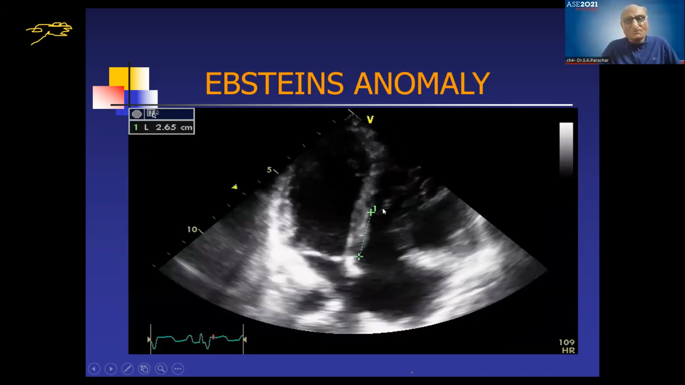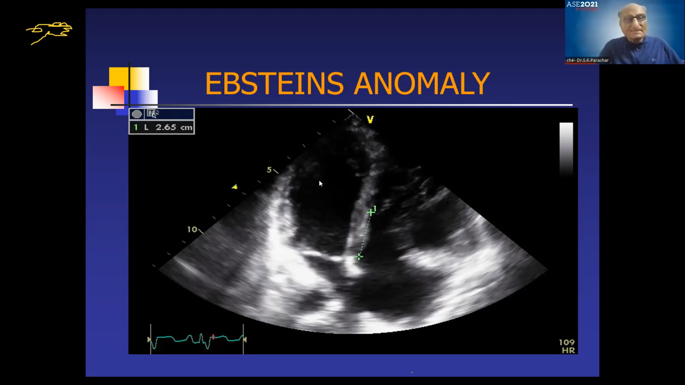Normally, it should be more than 8 millimeters per meter square, or sometimes in adults it can be very near about 15 millimeters also as a normal variant. But here it is about 26.5, and instead of arising here, it arises here. So there is a marked apical displacement of the septal leaflet with about 26.5 millimeters.